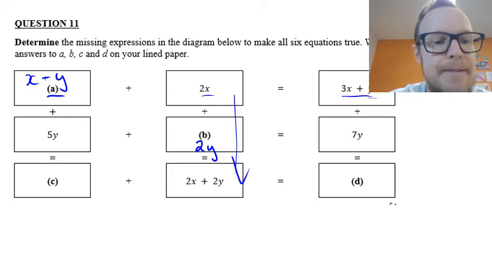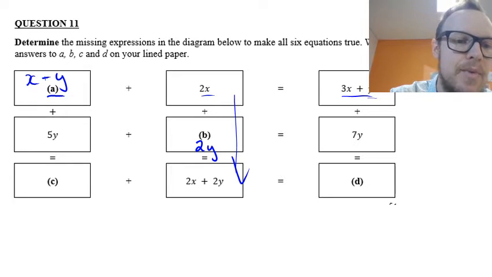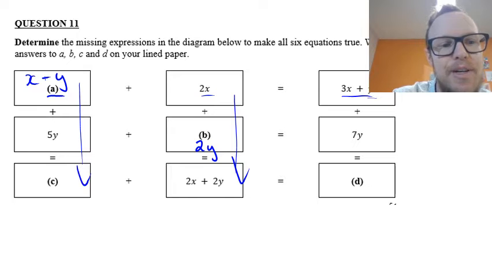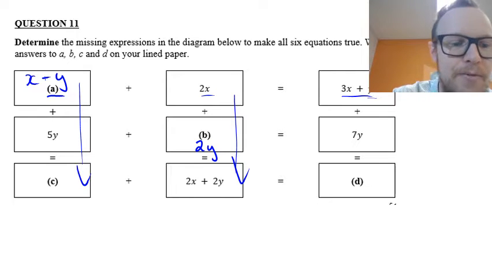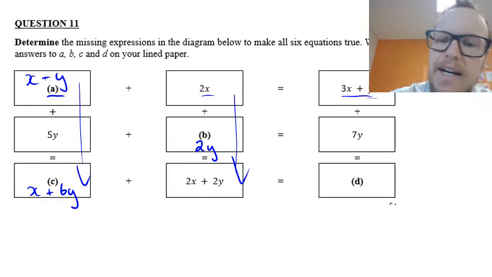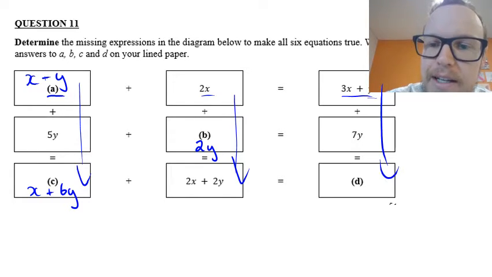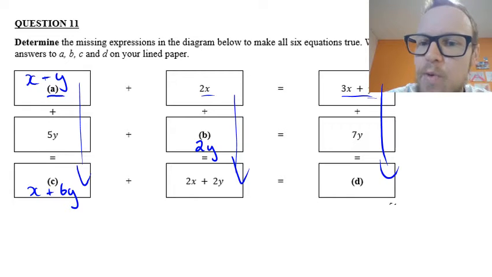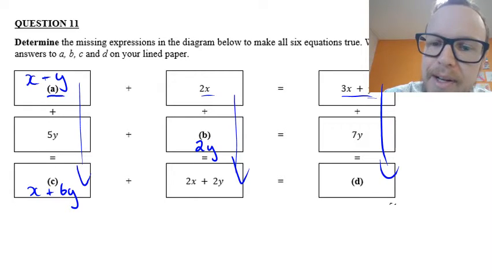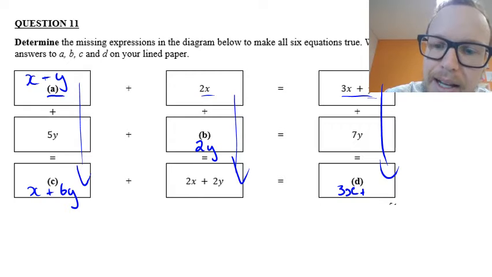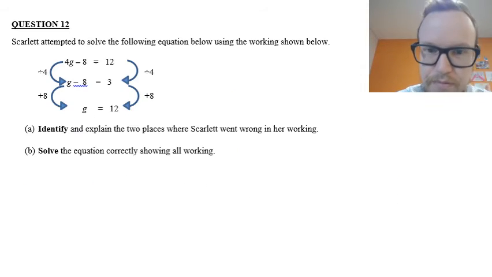That one's very easy. We can look vertically to get C as well. x plus y plus 5y means I'll get x plus 6y. And then we can do the right-hand column vertically as well. 3x plus y plus 7y means I'm going to get 3x plus 8y.